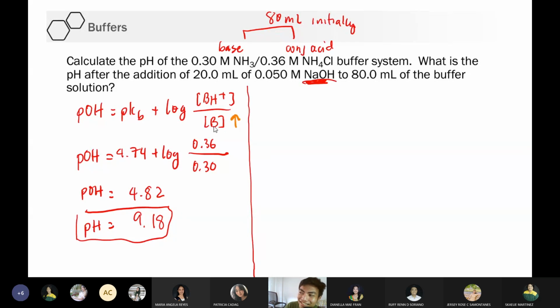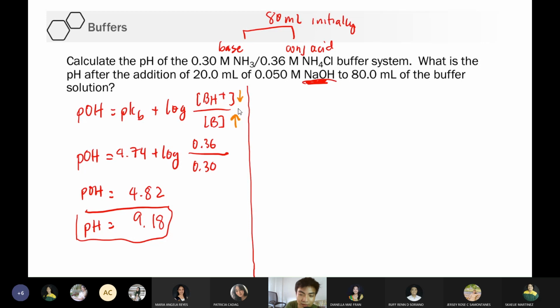Okay. So, tataas yung concentration ng base natin kasi nagdagdag tayo ng sodium hydroxide, no? Ano mangyayari sa ating conjugate acid? Pag tumaas yung base, mababawasan yung ating conjugate acid. Okay? So, again, pag nagdagdag ka ng base, tataas yung concentration ng base. Then kapag ang counterpart nun, bababa yung concentration ng inyong conjugate acid.